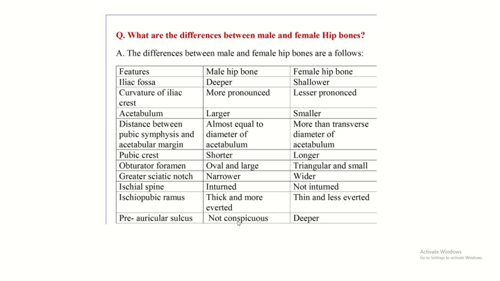The preauricular sulcus is not conspicuous in the male, and the preauricular sulcus is deeper in the female.